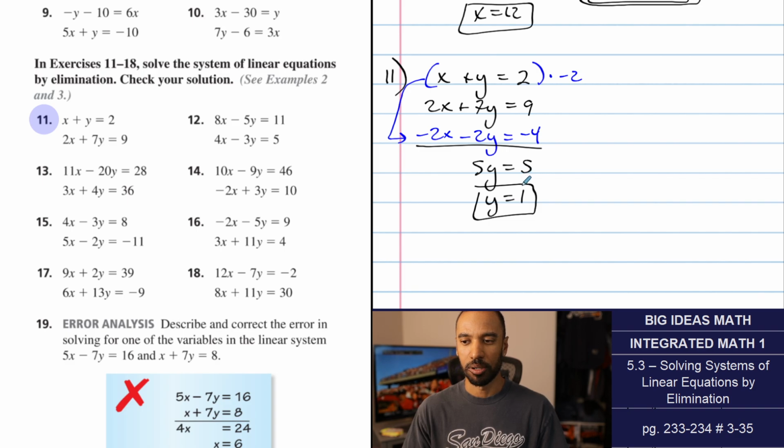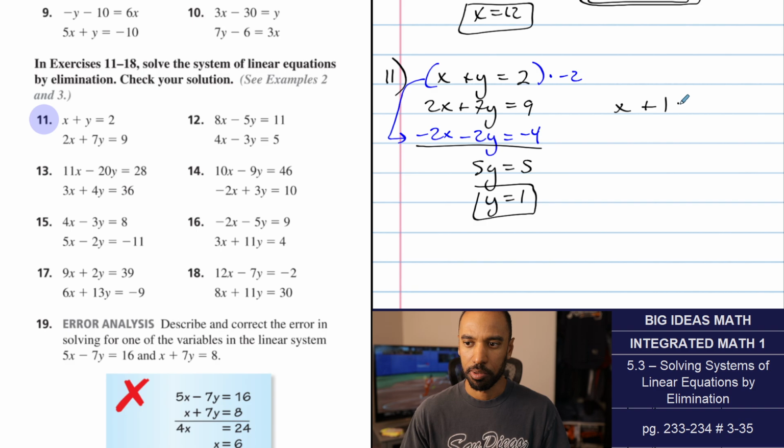So more of the same as before. I'd like to use this original top equation, x plus y equals 2. Subtract 1 to get x equals 1. So 1, 1 is our ordered pair solution set.